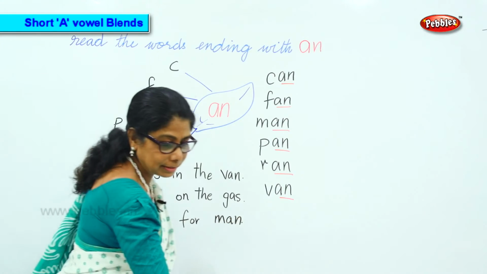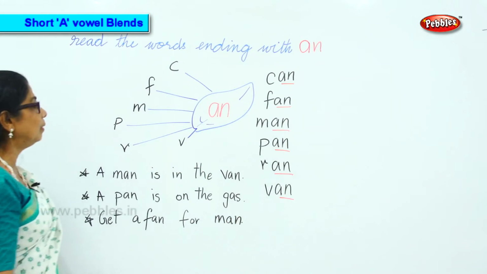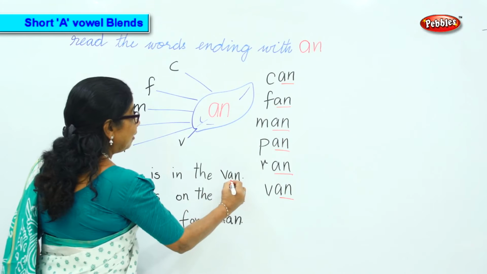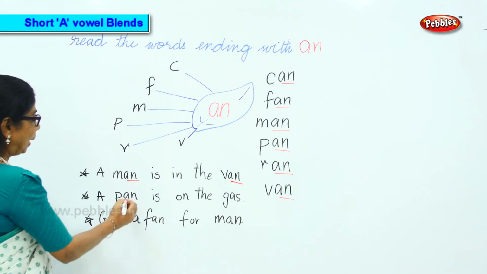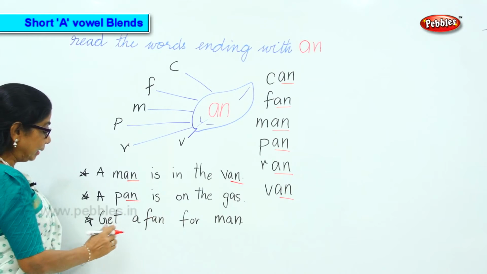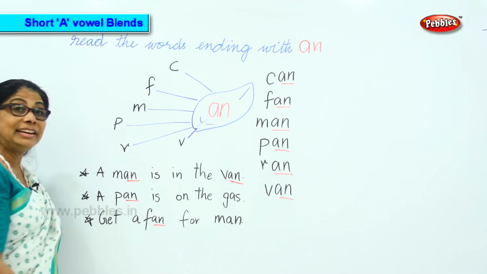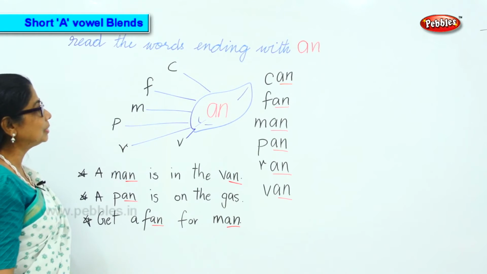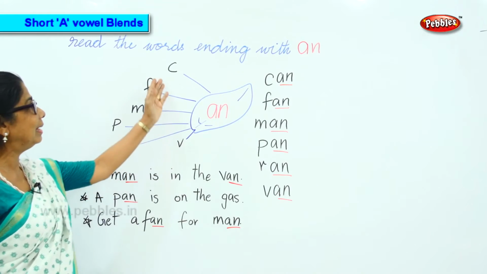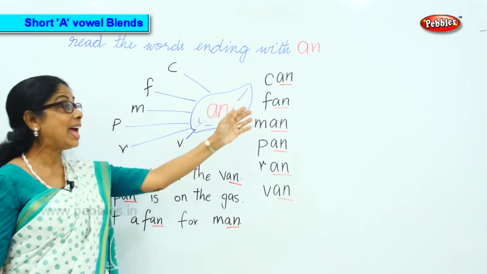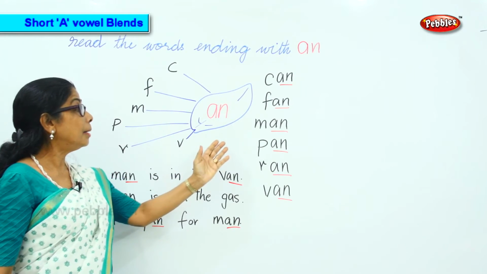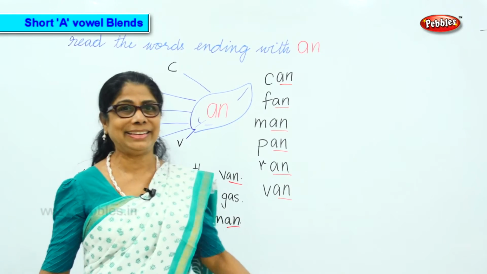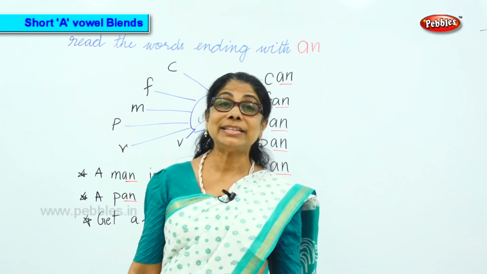So, we got 3 sentences here. Now, look at that. A man. Where is the man? A man is in the van. Now, pan. Where is the pan? Pan is on the gas. And what are you going to get? Get a fan. For who? For man. You saw? Learning to say words ending with an. Can, fan, man, pan, ran, van. Learning to read words ending with an.